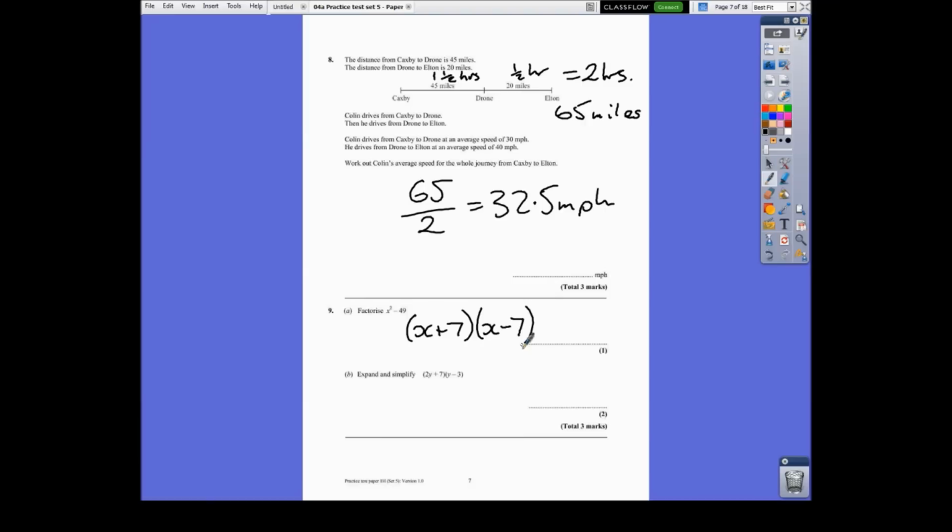Part B, expand 2y plus 7 brackets y minus 3. If we use FOIL for this, we do the first one, so 2y times y is 2y squared. The outsides, 2y times minus 3 is minus 6y. Do the insides, 7 times y is 7y. And then the last, 7 times minus 3 is minus 21. And if we put all that together, we get 2y squared plus y minus 21.